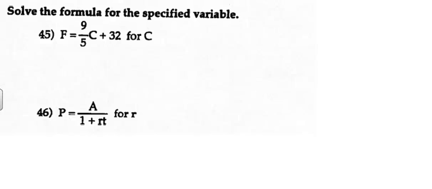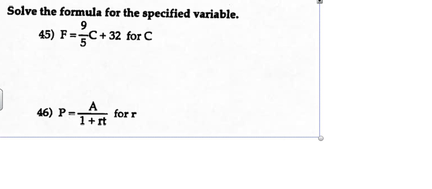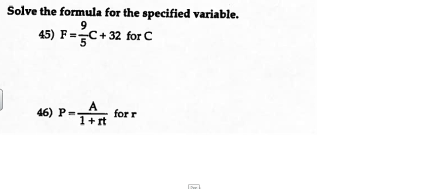Calc review number 45 and 46. Solve the formula for the specified variable. The specified variable on this particular problem is c, and just to make myself aware where that is, I'm going to circle it, box it in.